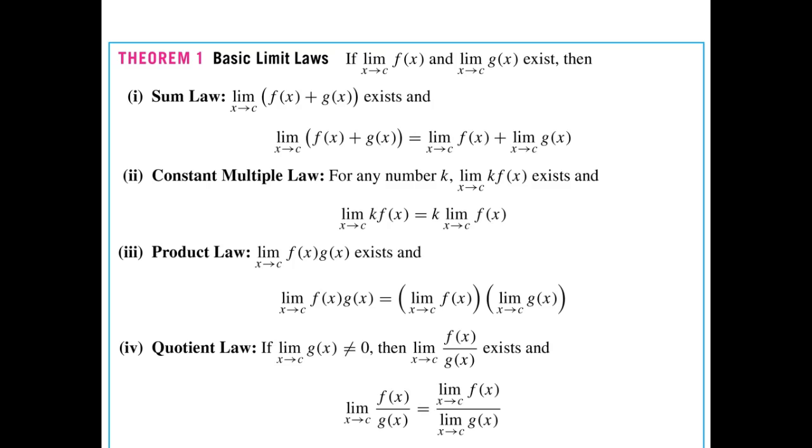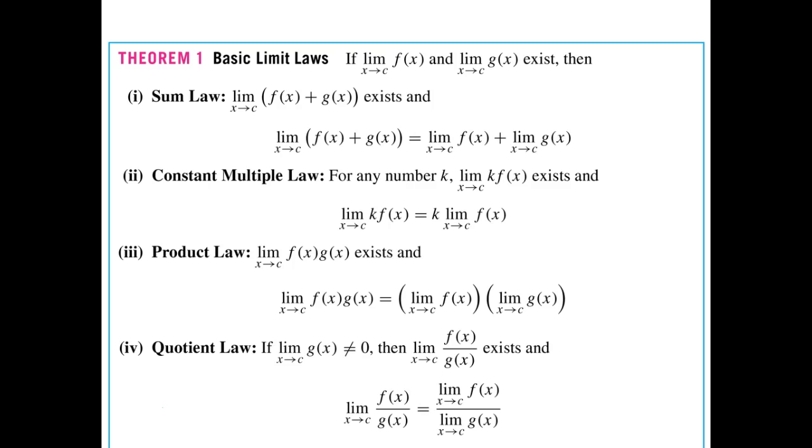So the first limit law is the sum. If the limits exist for f and g as x approaches c, then the sum of those two functions also has a limit, and the limit of the sum is the sum of the limits of those.